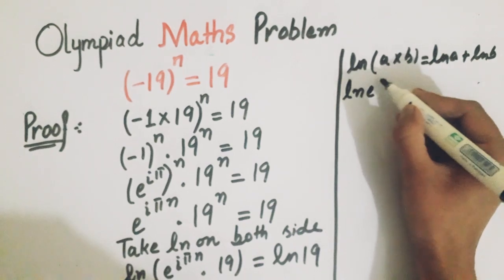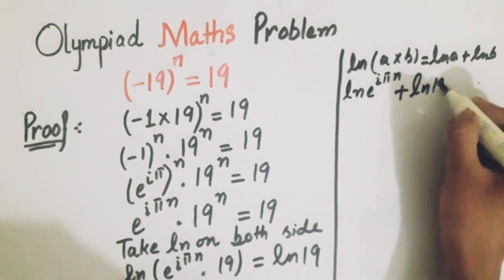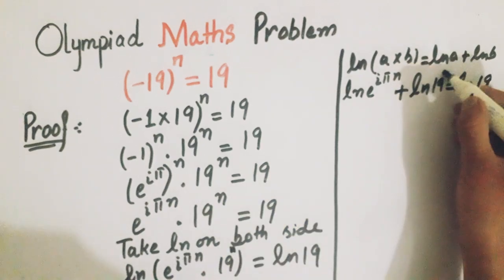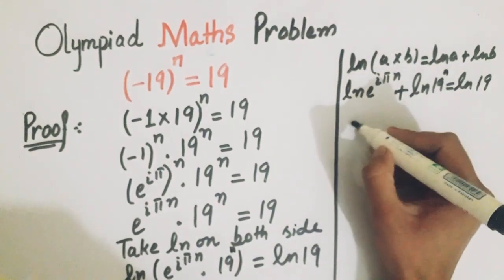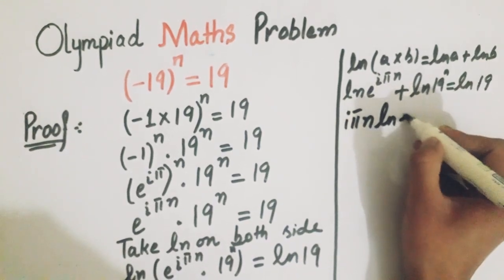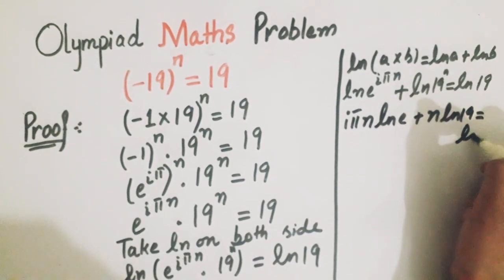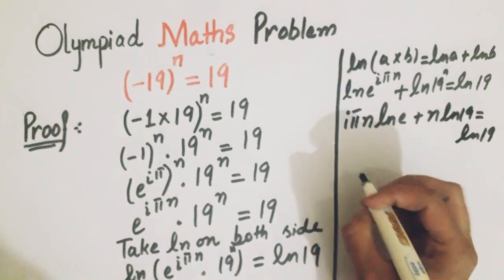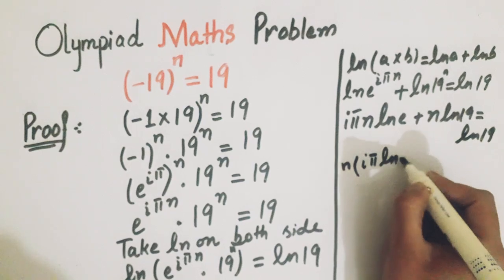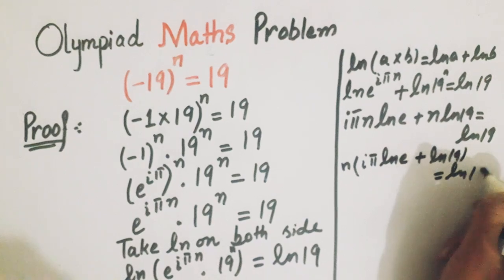So we get ln e^(iπn) plus ln 19^n equals ln 19. Now the power comes to the start according to the log rule. So iπn ln e plus n ln 19 equals ln 19. Now we can take n common from this. So the remaining is iπ ln e plus ln 19 equals ln 19.